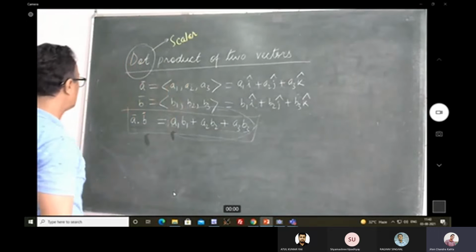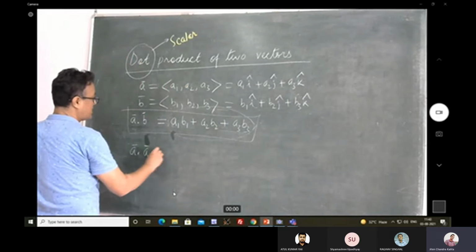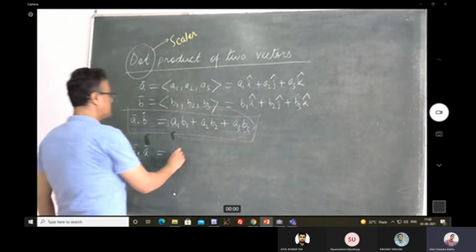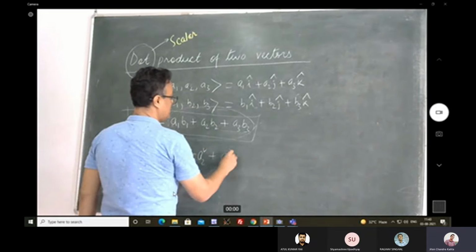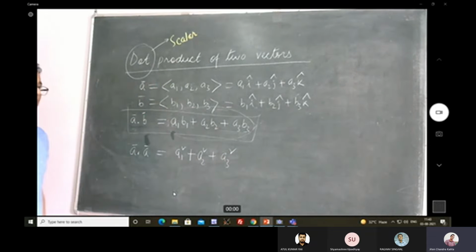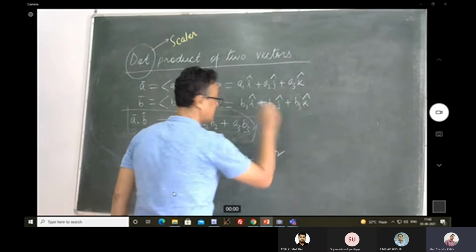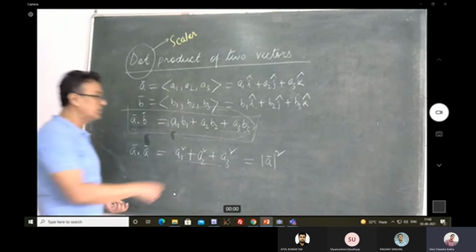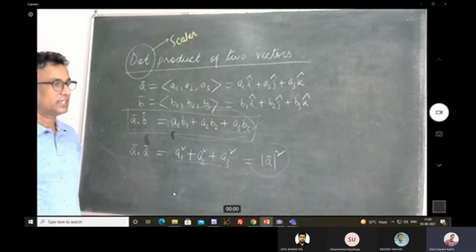Okay, fine. So now, if I operate with the same vector, say if I take the dot product of the same vector, A dot A, then you can see from this definition, it is simply going to be the square of the magnitude. Fine. So this particular property, we are going to use repeatedly.